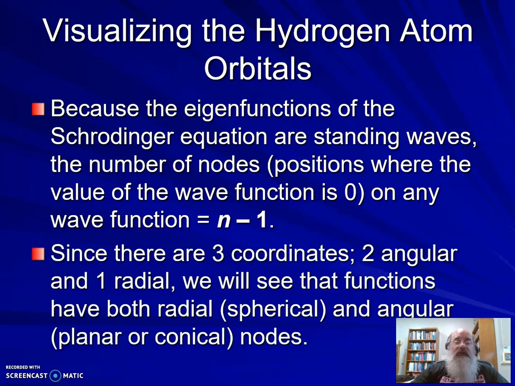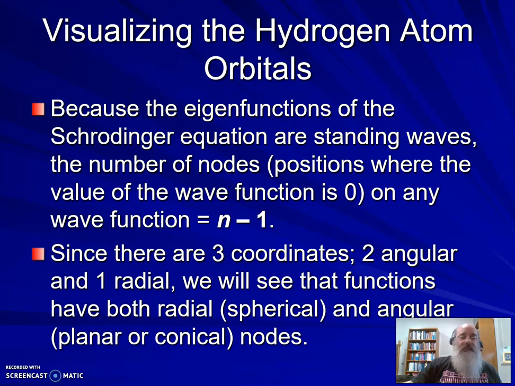Since there are 3 coordinates, 2 of them angular, theta and phi, and 1 radial, we'll see that wave functions have radial nodes that are spherical in shape, and they have angular nodes that are planar or conical in shape. And so we've had practice finding those angular nodes. We haven't had practice with radial nodes yet because the rotational wave functions didn't depend on r. But we have a little bit of time here to go through some practice on how this would look.